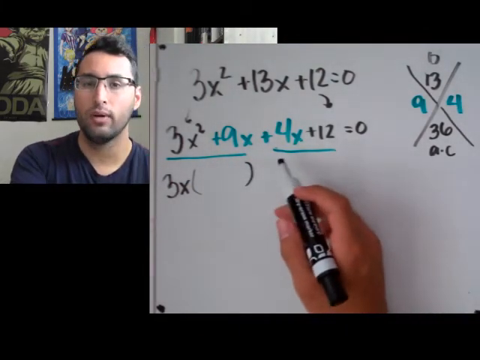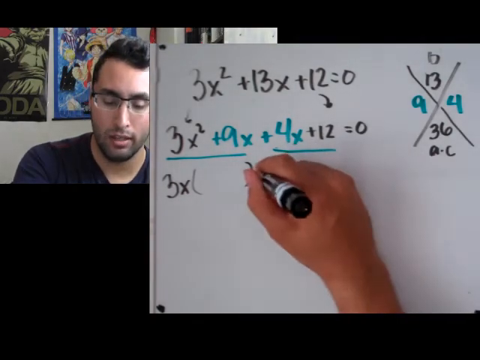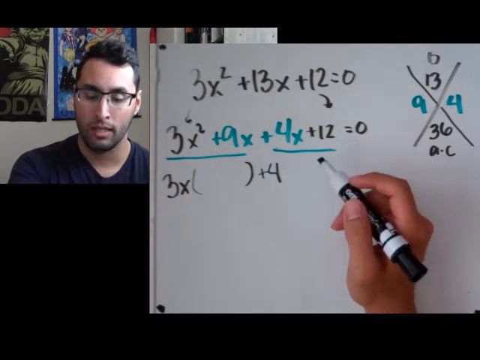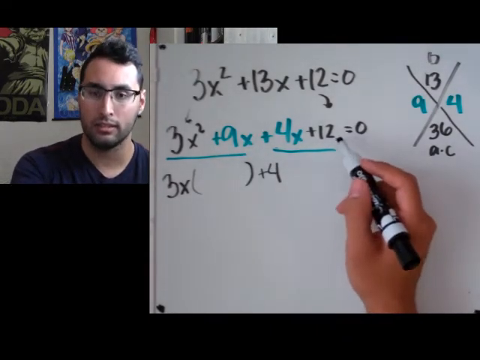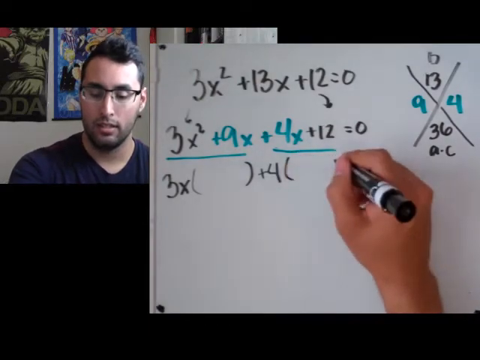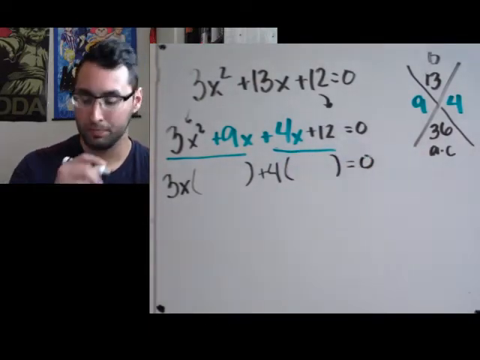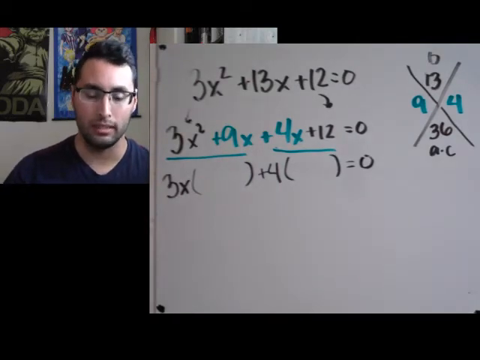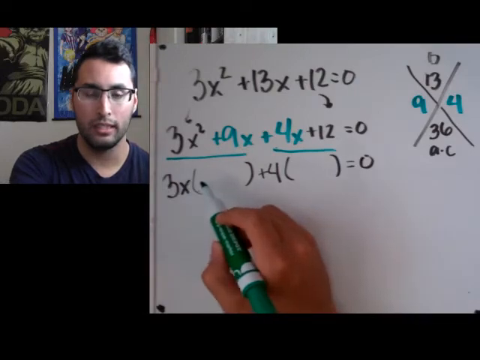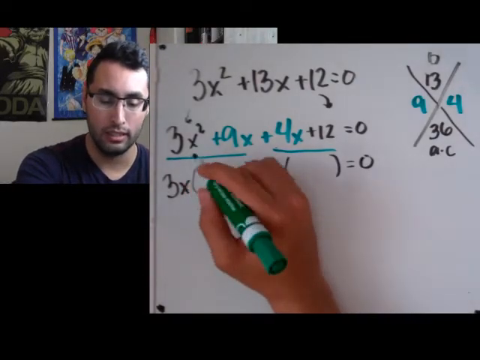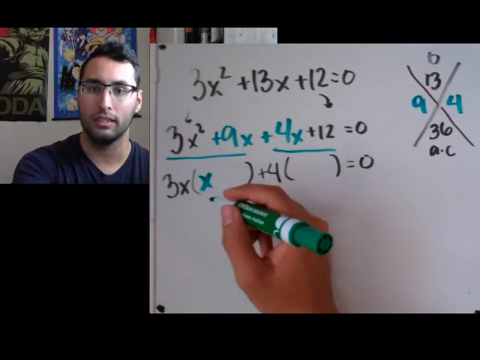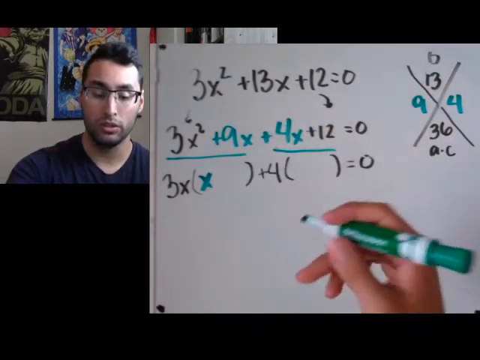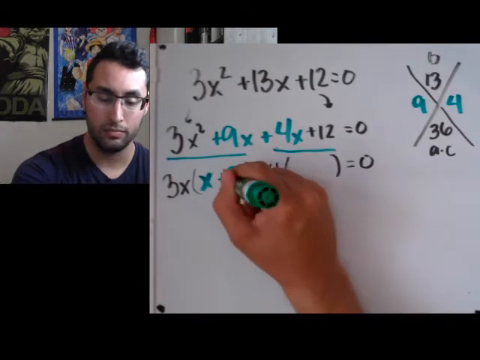Over here, 4x and plus 12, I take out a positive 4, right? 4 is the biggest number that can go into 4 and 12 at the same time. We can't take out any x's because this last term doesn't have any x's. Alright, and we're going to write that, and that'll be equal to 0. Okay, now the question is what do I put in the insides to make these true? 3x times what gives me 3x squared? Well, that's just x, right? 3x times x is 3x squared. And 3x times what gives me 9x? Well, it turns out it's just a positive 3.